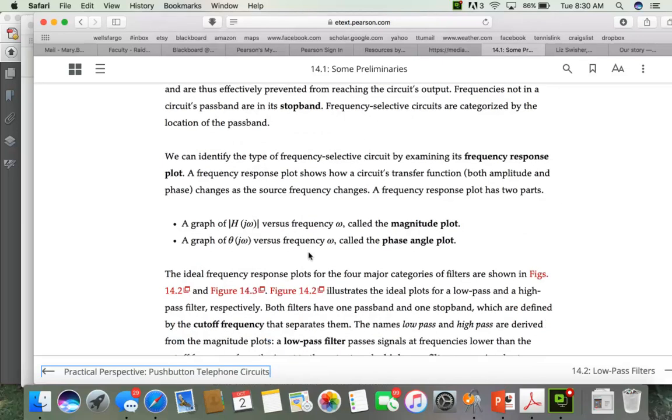And so in order to determine what circuits and filters are doing in the frequency domain, we basically have two different kinds of visual plots we can look at. One is a graph of the magnitude of H of jω, which is the output over input, as a function of ω. That's referred to as the magnitude plot. And the other is the phase of H, which we refer to as the phase angle plot.